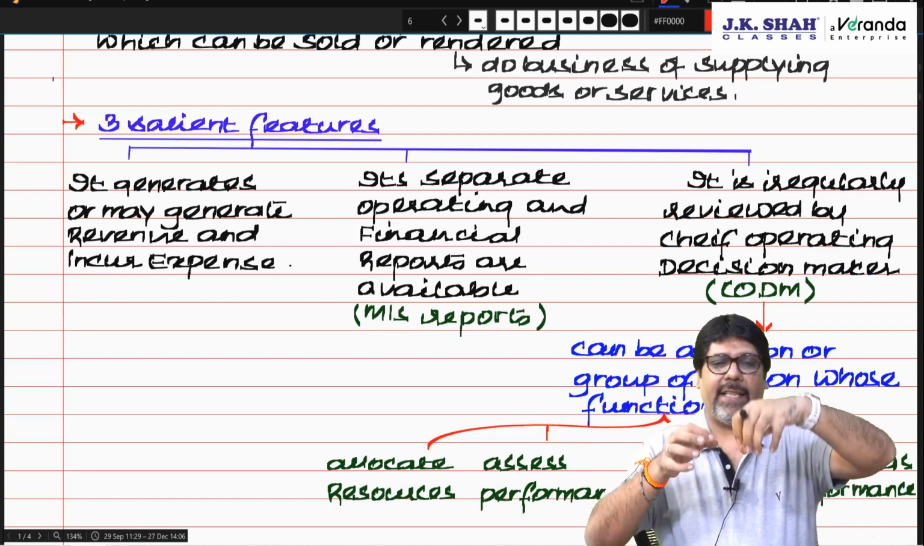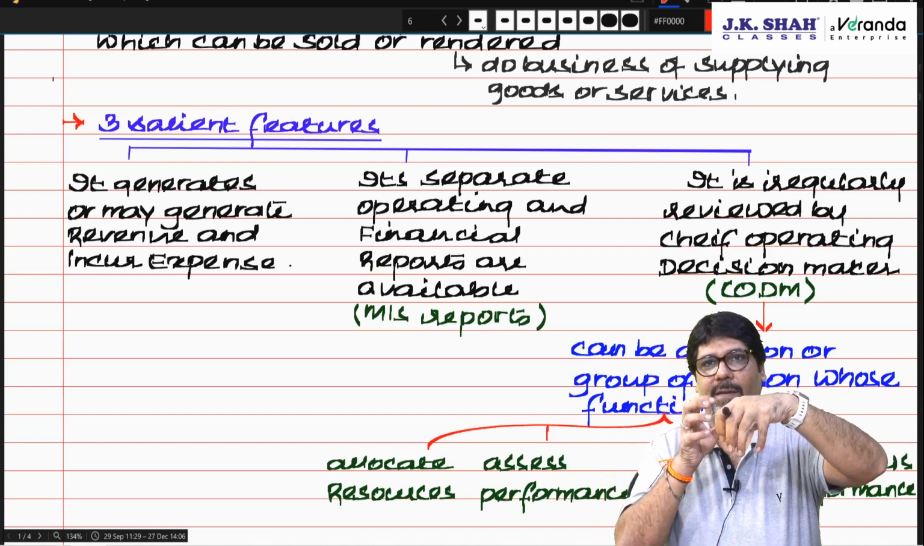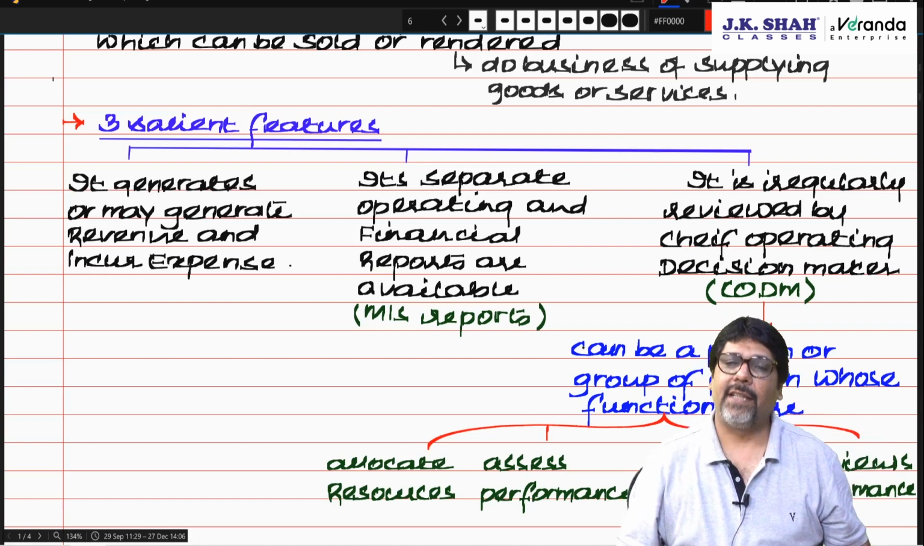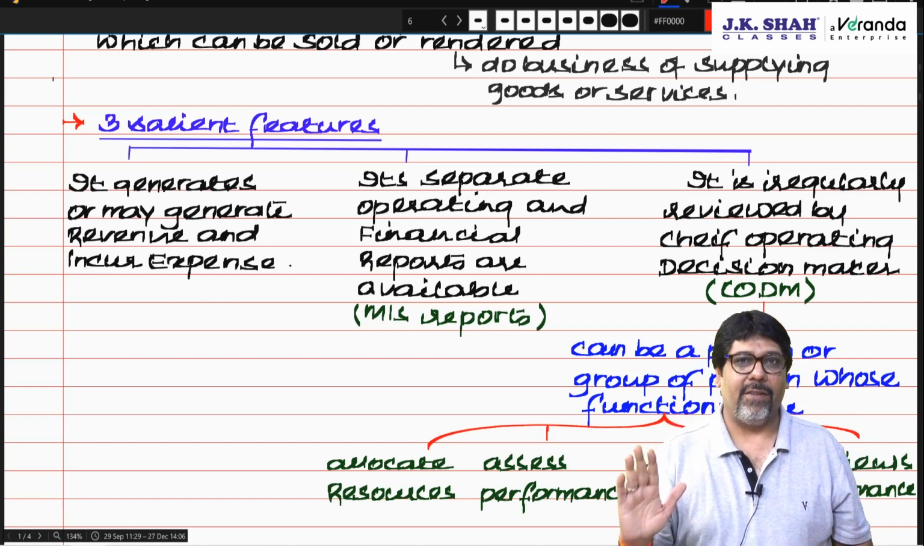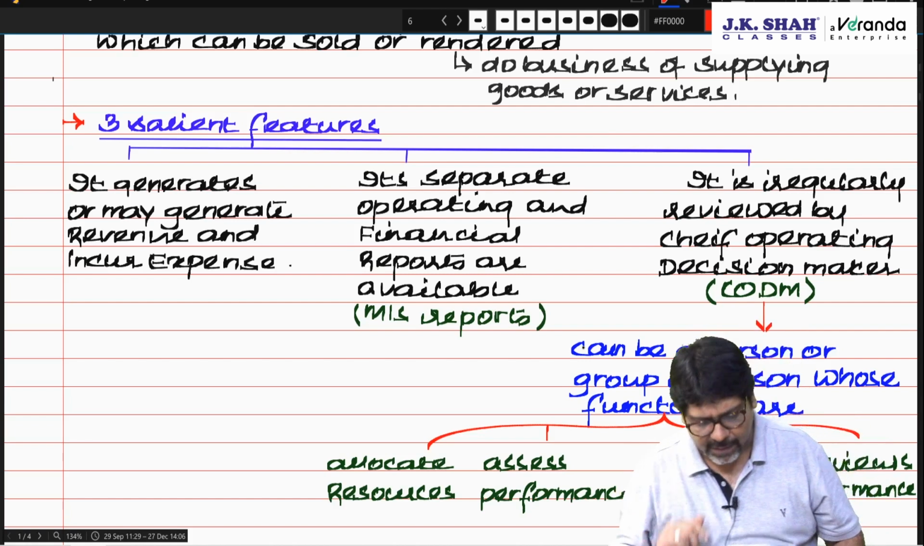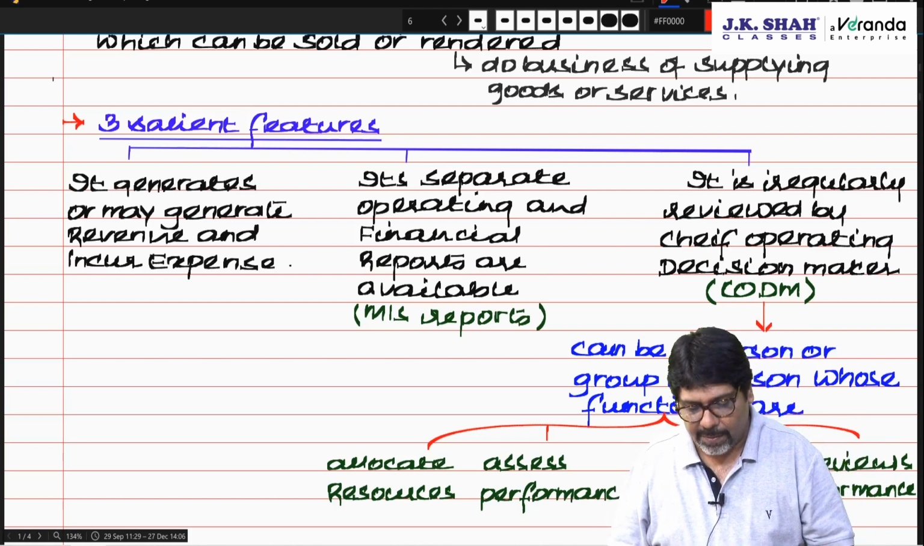Correct. Suppose I take JK Classes. JK Classes has one head for the CA division, one head for foreign courses, and one head for 11-12. Correct. So I can say segments are based on the separate business line. Am I clear? Yes or no? Yes, sir. Now, it is regularly reviewed by the chief operating decision maker.